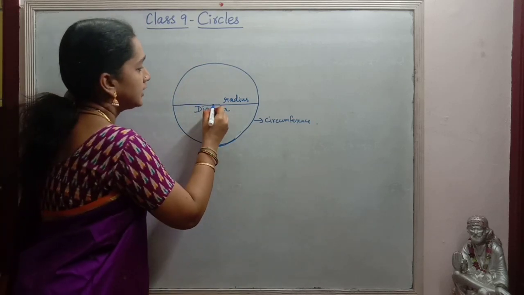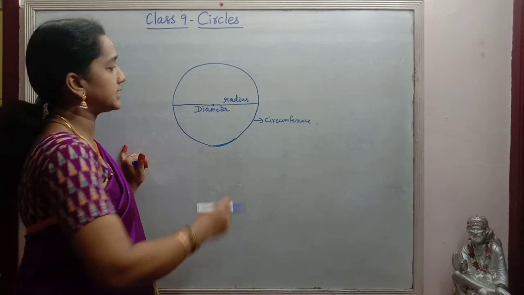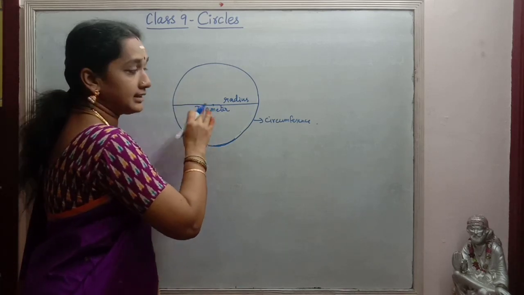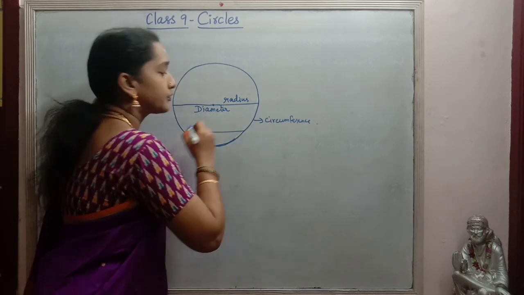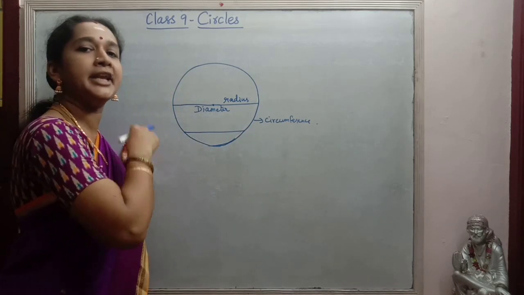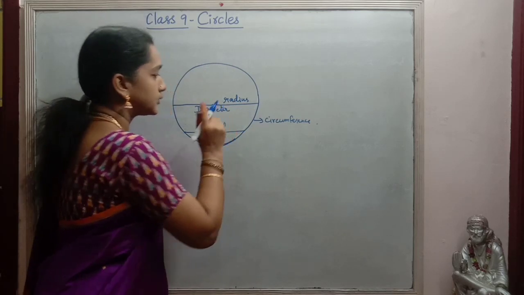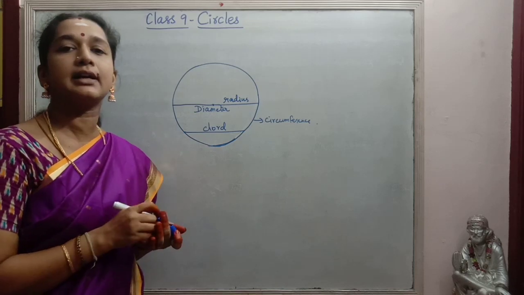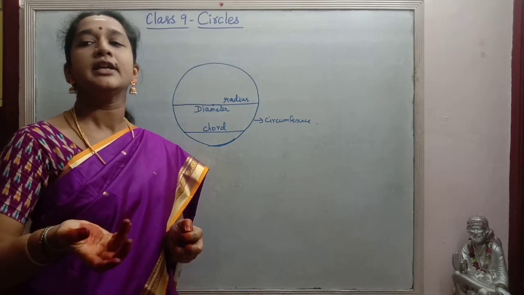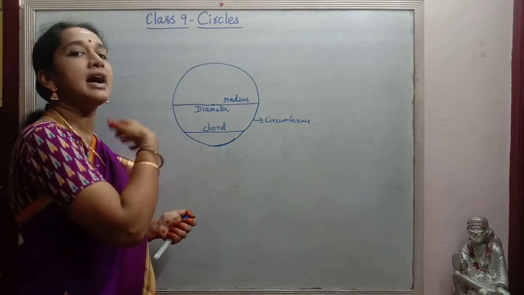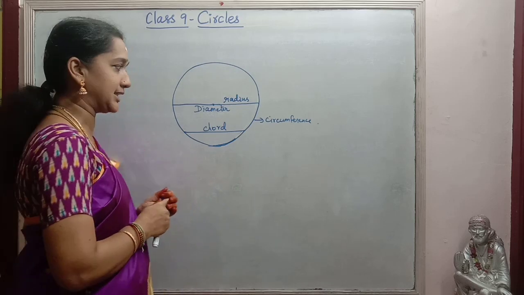And then sector and segment. Any line segment that connects any two points on the circle is called a chord. So these are the basic parts of the circle that we have learnt already in our previous classes. Other than this, we will see the major segment and minor segment.